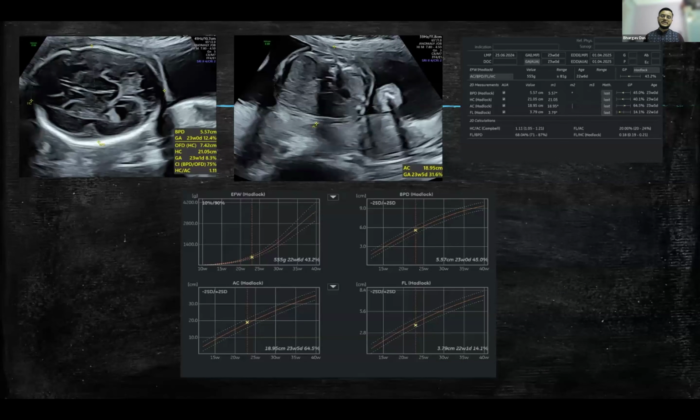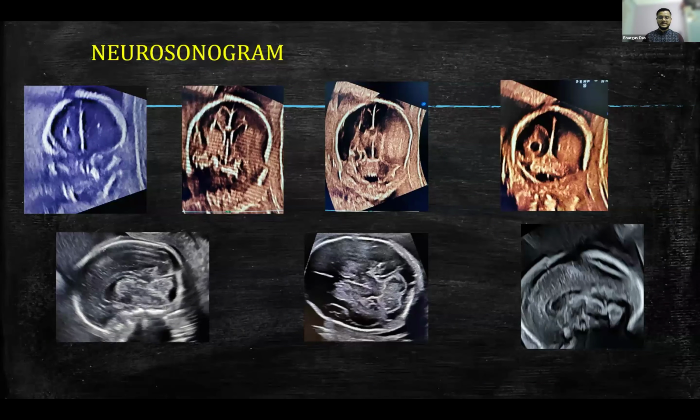But in our case, the baby is in breech presentation, so we have to do a transabdominal neurosonogram. In a transabdominal neurosonogram, we did the extended planes, the transcoronal and the sagittal planes. Except the mildly prominent ventricles, mildly dilated ventricles, the rest are normal. The corpus callosum, the posterior fossa, cerebellum, everything appears normal.